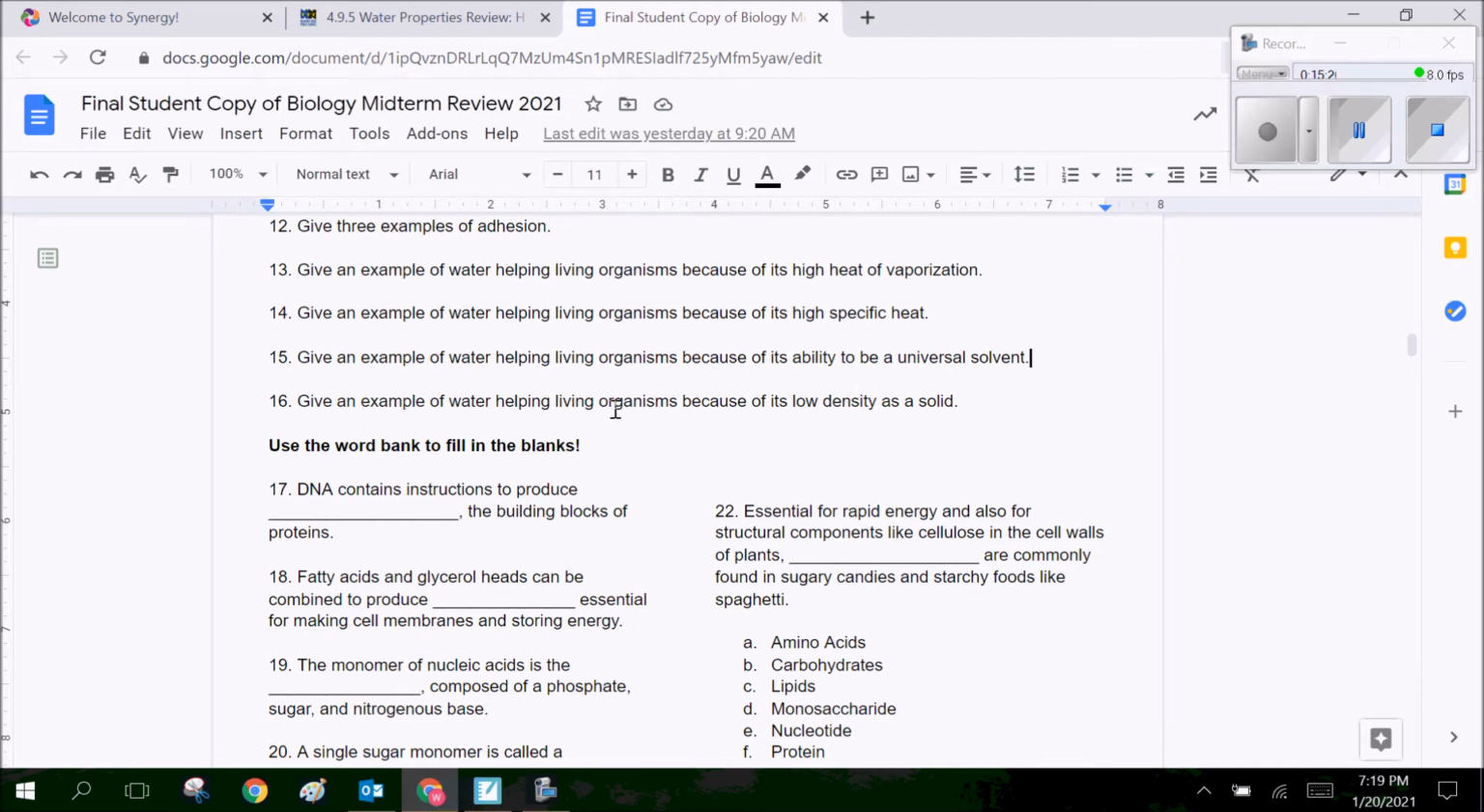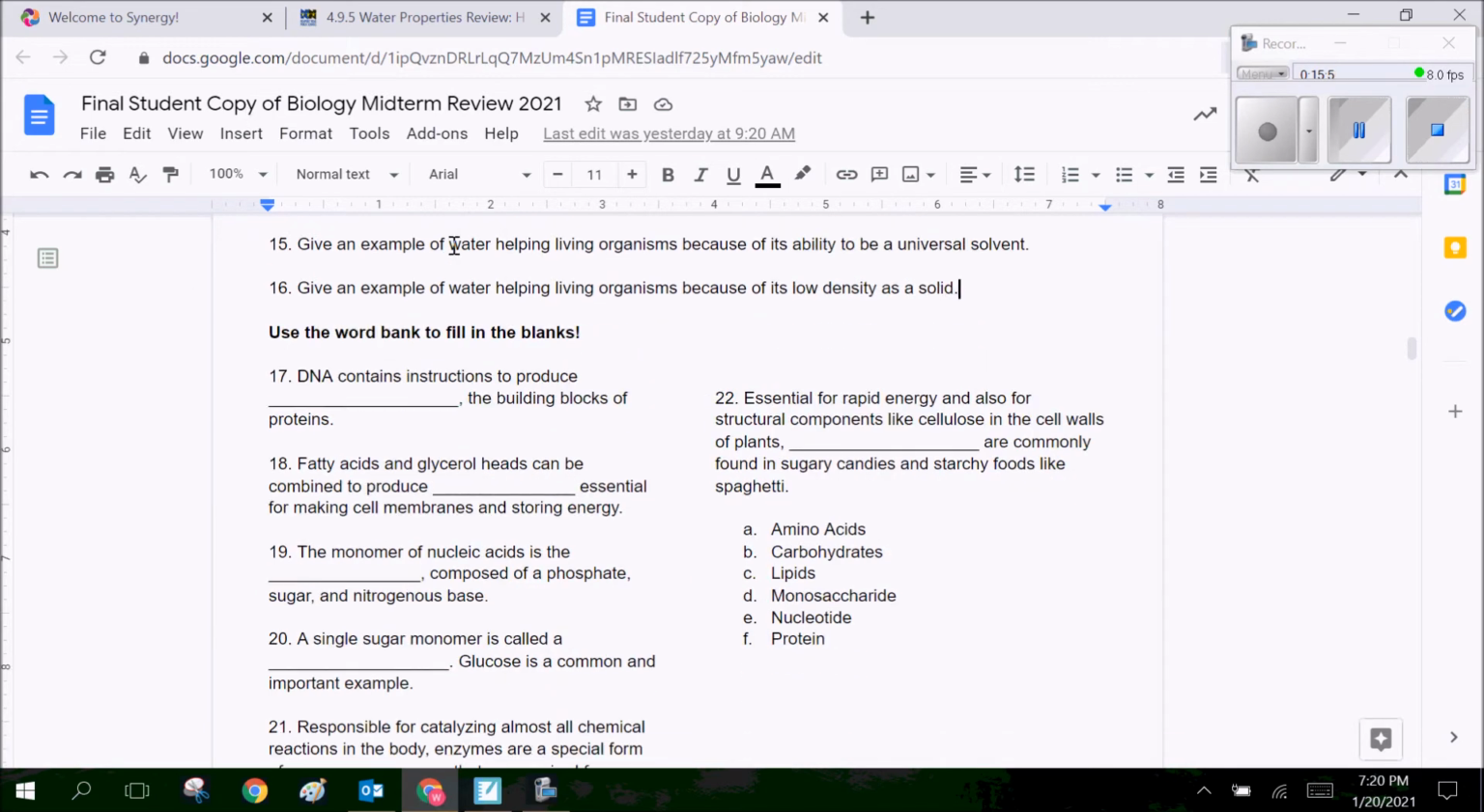And then give an example of water helping living organisms because of its low density as a solid. Because it's less dense when it freezes, water becomes ice that floats on top of other water. That's really important because it will actually insulate the water beneath it. So when a pond freezes, for example, and the pond is full of fish, the whole water doesn't freeze under it because it's insulated by the sheet of ice on the top. So the fish all live, basically.